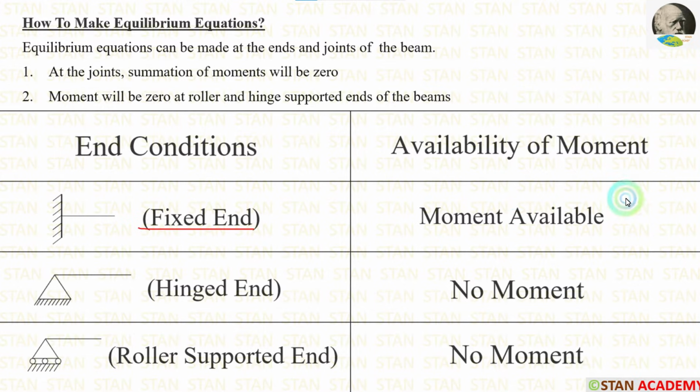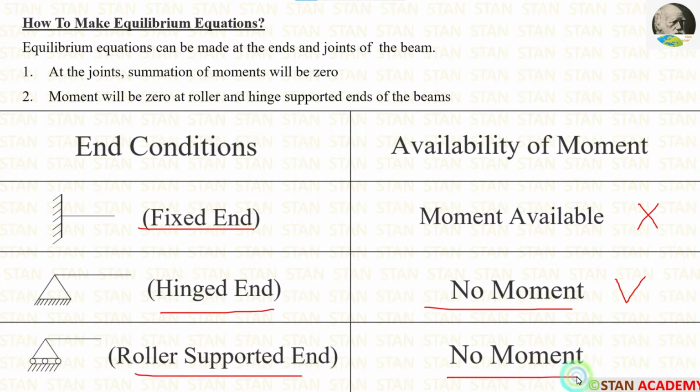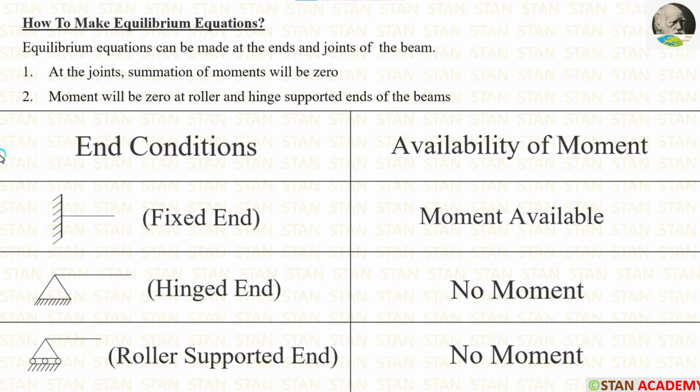In the fixed end, there will be a moment, so we can't make an equilibrium equation. In the hinged end, there will be no moment, so we can make an equilibrium equation. In the roller supported end also, there will be no moment. Here also we can make equilibrium equation. Let us apply these rules in the given beam and form the equilibrium equations.